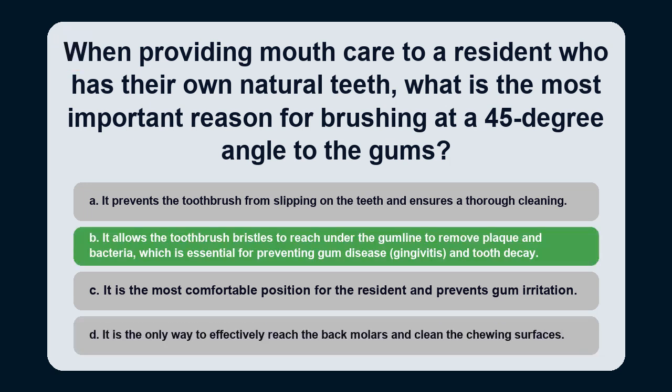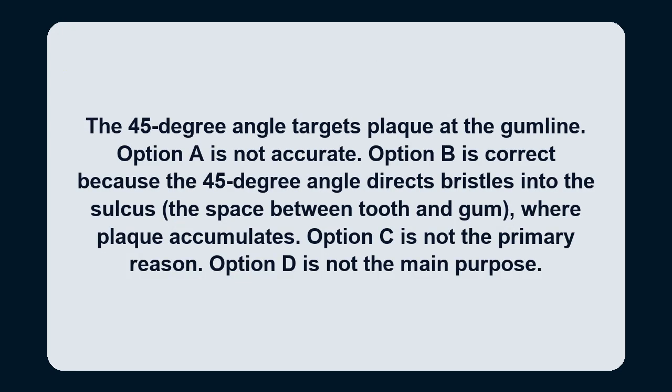The answer is B. The 45-degree angle targets plaque at the gum line. Option A is not accurate. Option B is correct because the 45-degree angle directs bristles into the sulcus, the space between tooth and gum, where plaque accumulates. Option C is not the primary reason. Option D is not the main purpose.